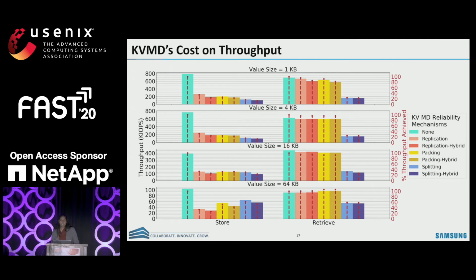Next is KVMD's cost on throughput. Here, the one that we are comparing the throughput percentage to is none, which stands for each one we separately get the maximum throughput and just add them together. That's the none.